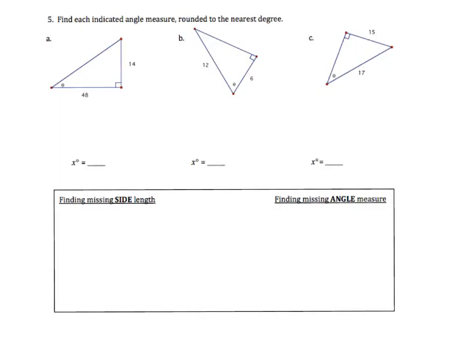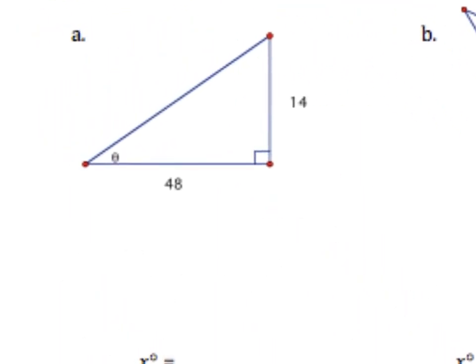Last part of level 2's, then we're done. And a lot of the times kids think this is the easiest of the two. It says find the indicated angle measurement rounded to the nearest degree. So looking at the first one, again, this angle that we're talking about here, that's called theta. And we're going to still label my triangle A, O, and H.